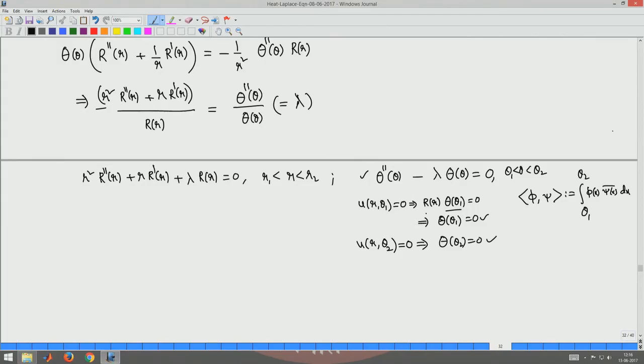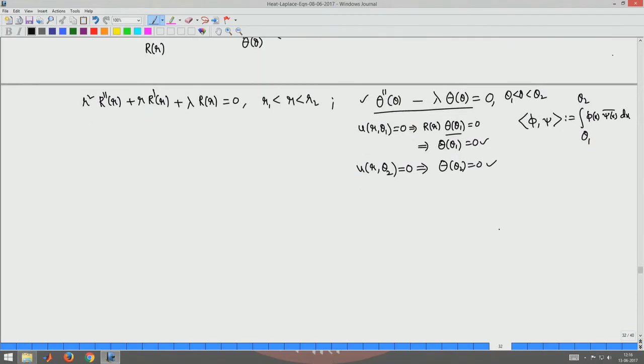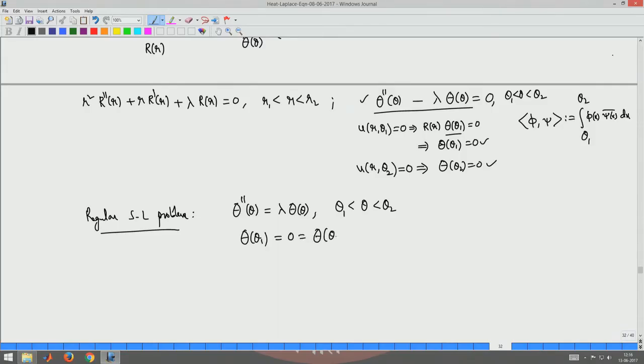So, what you extracted is a regular Sturm-Liouville problem. This is the ODE with these boundary conditions, a regular Sturm-Liouville problem, so you can find the solutions. Let me write the regular Sturm-Liouville problem for Θ: Θ''(θ) equal to λ Θ(θ), with θ between θ1 and θ2, and Θ(θ1) equal to 0, Θ(θ2) equal to 0. So, what are the eigenvalues and eigenfunctions? Eigenvalues and eigenfunctions you need.